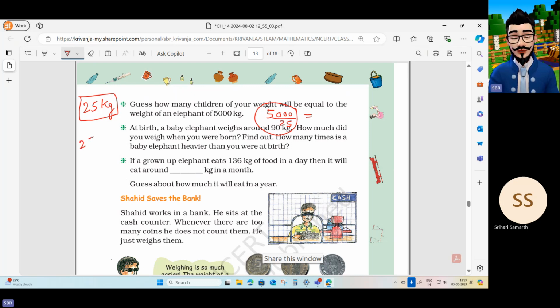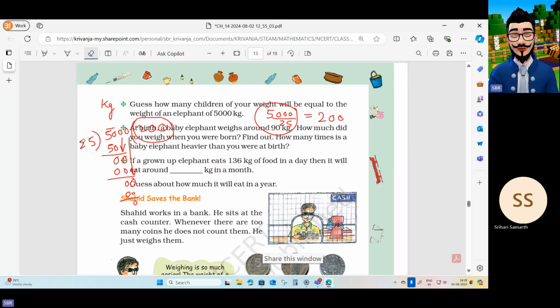So it is 25 divided by 5,000. 250. Correct. Subtract, 0. And 0 is still there. Bring it down. 25 into 0 is 0. One more 0 is pending. Bring it down. 25 into 0 is again 0. The final remainder is 0. So I'll stop the division, 200. So 200 Sriharis will be required for one complete elephant.